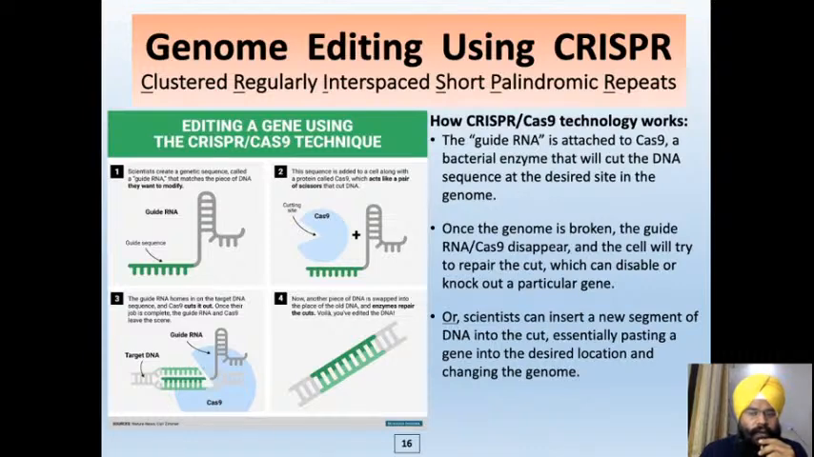Once the genome is broken, the guide RNA and Cas9 disappear, and the cell will try to repair the cut, which can disable and knock out the particular gene. Scientists can also insert a new segment of DNA into that cut region, essentially pasting a gene into the desired location and changing the genome.